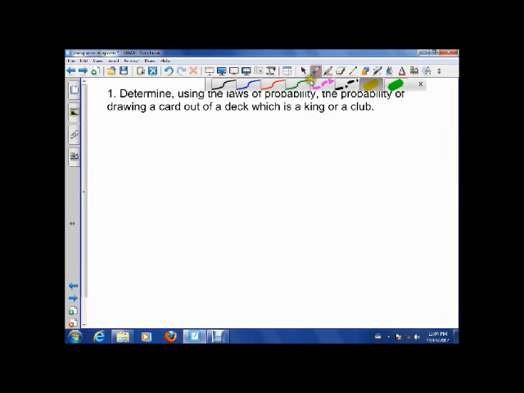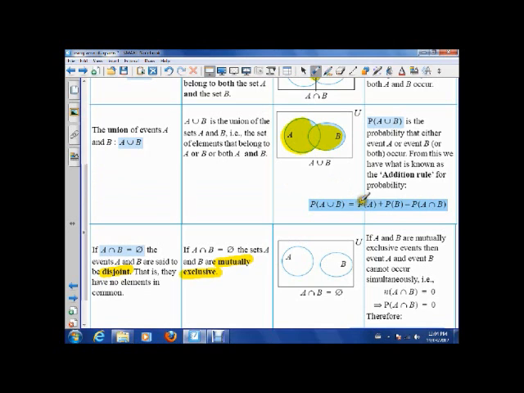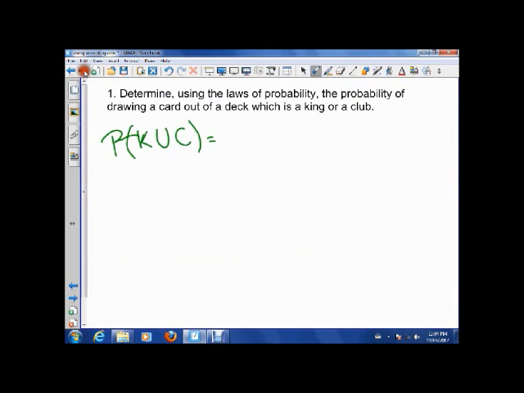Determine, using the laws of probability, the probability of drawing a card from a deck which is a king or a club. So what we want is the probability that our card is a king or a club. That means union: king union club. Looking back at this formula, if it's a union, it's going to be kings plus clubs. So let's do that.